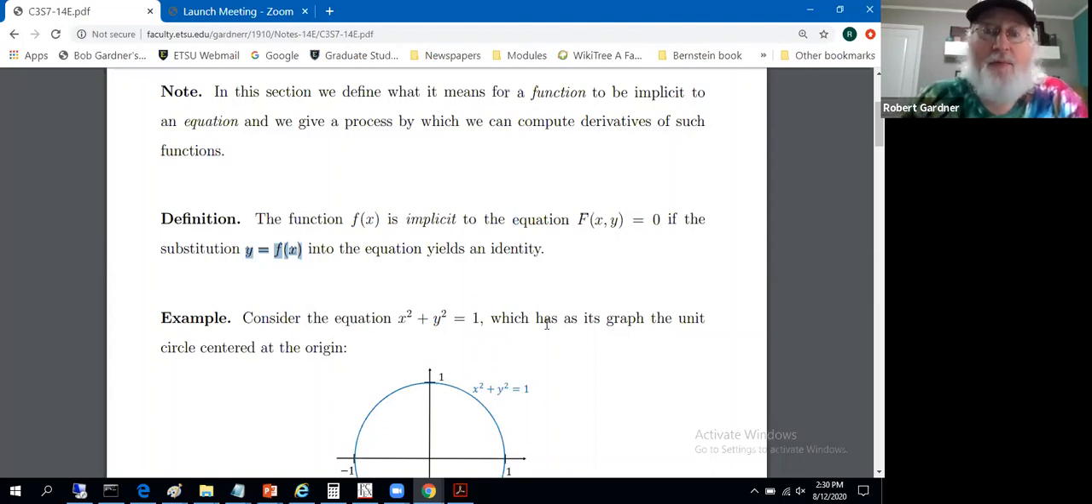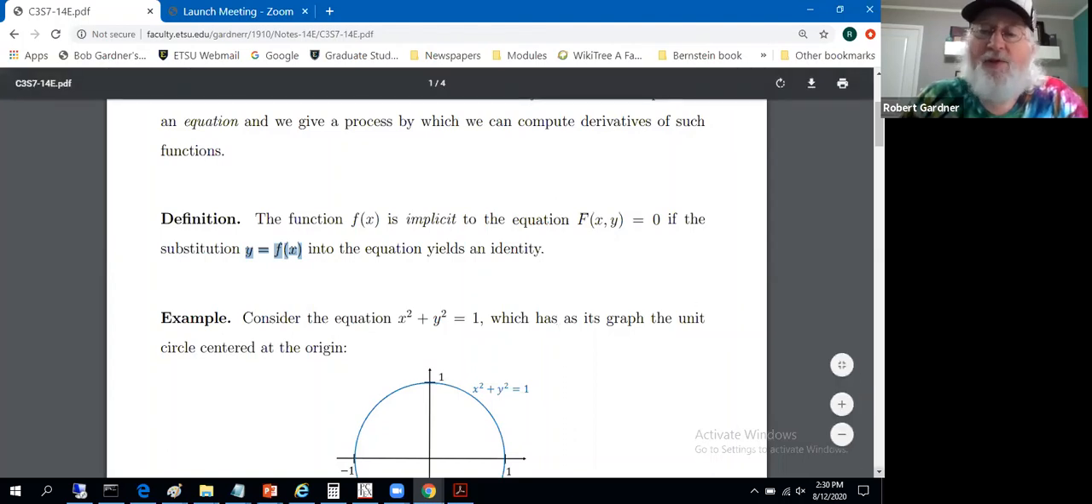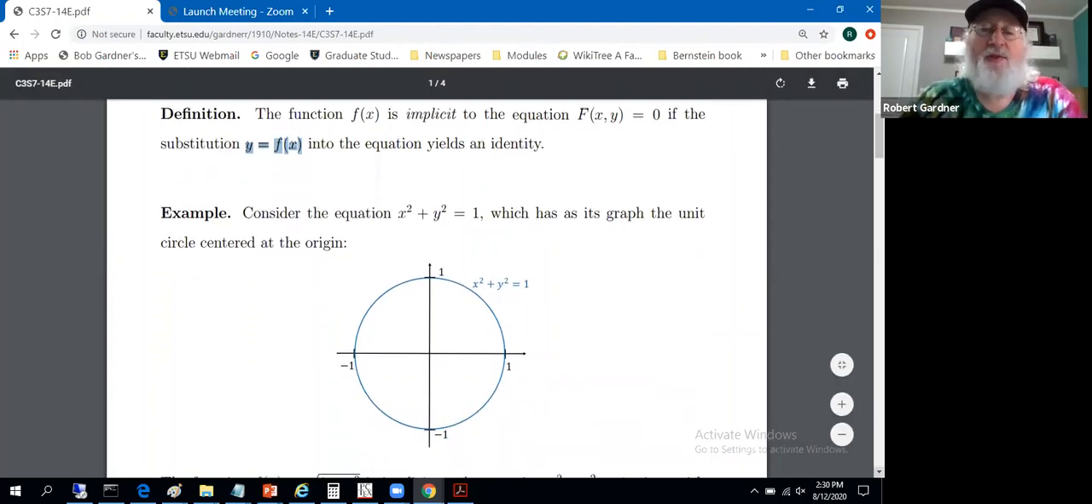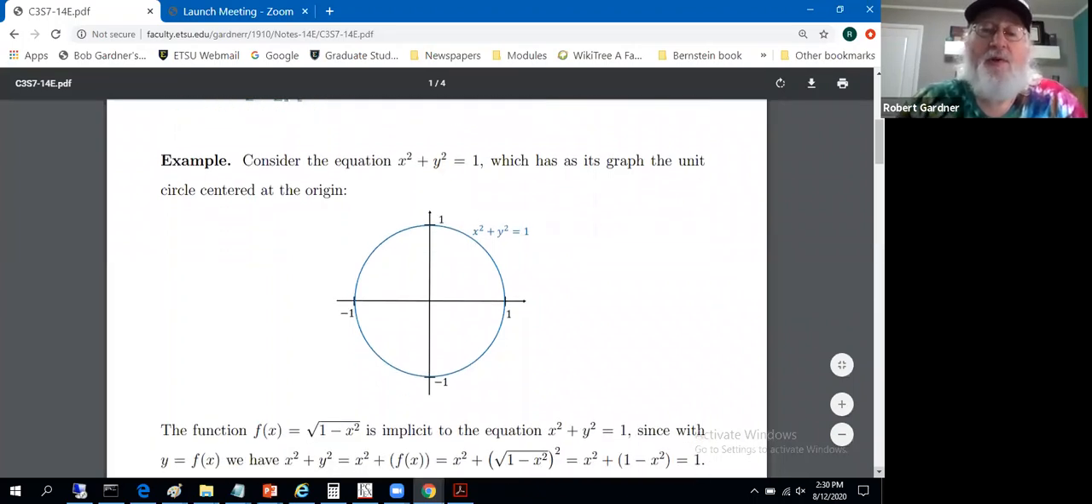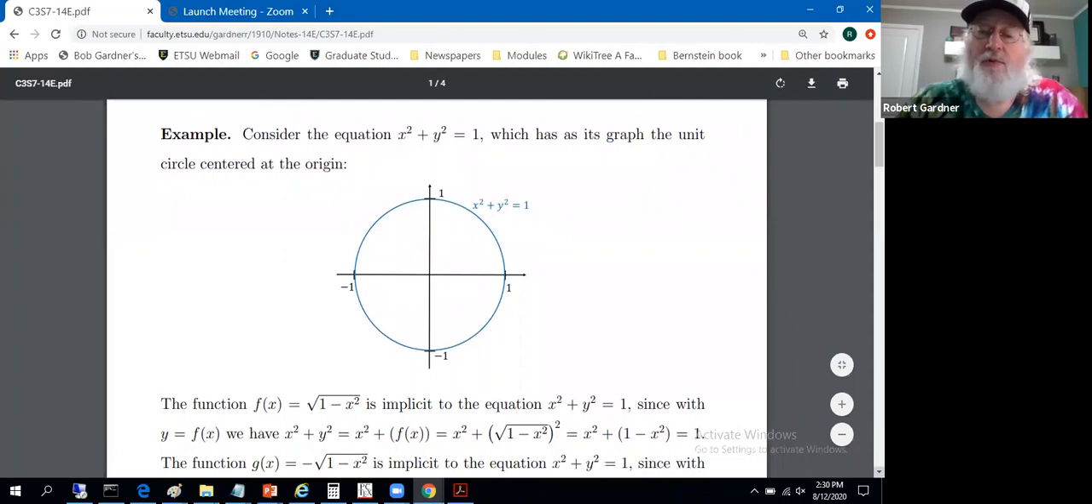For example, let's illustrate that and show how we can have multiple functions implicit to a single equation. Consider the equation x squared plus y squared equals 1. It's the unit circle in the Cartesian plane, so here's a picture of it. We want to find functions that are implicit to this equation. There's two hopefully fairly obvious ones and infinitely many more, it turns out.